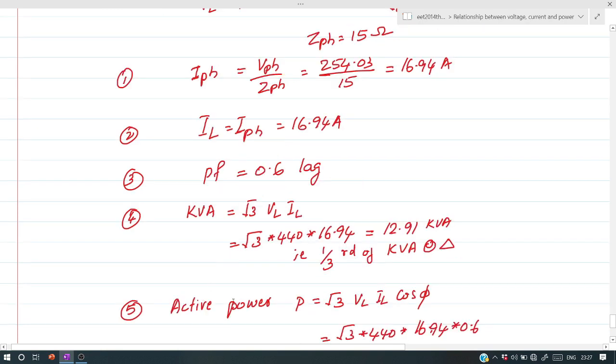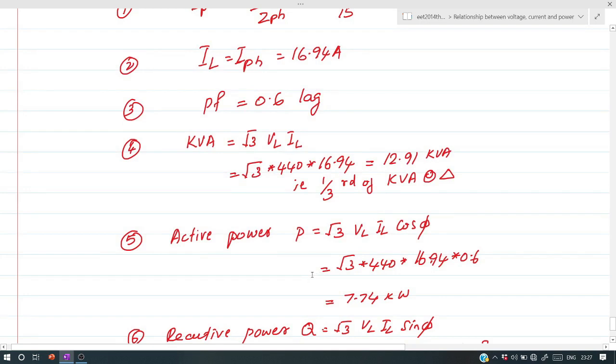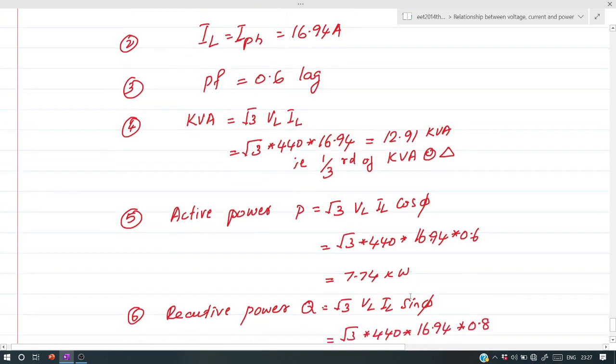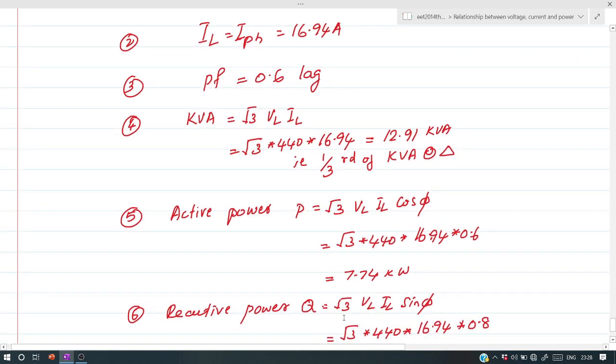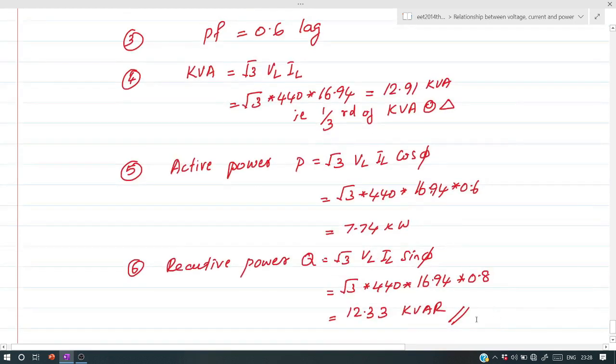Next part is active power, which is equal to root 3 VL IL cos phi. Substituting the value of VL, IL and cos phi, we can obtain active power as 7.74 kilowatt. Next part is reactive power, which is obtained using this expression, that is root 3 VL IL sin phi, root 3 into 440 into 16.94 into sin phi is 0.8. Simplifying, we can obtain reactive power as 12.33 kVAR.